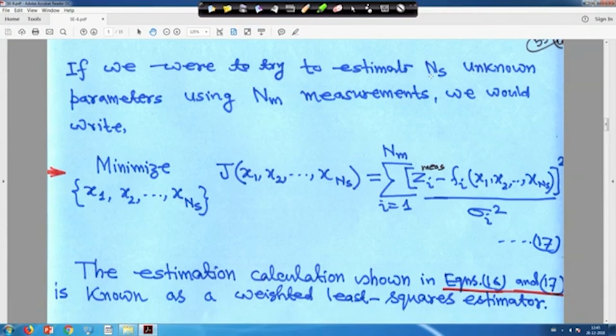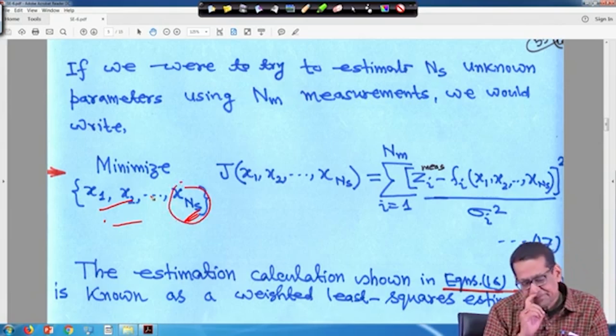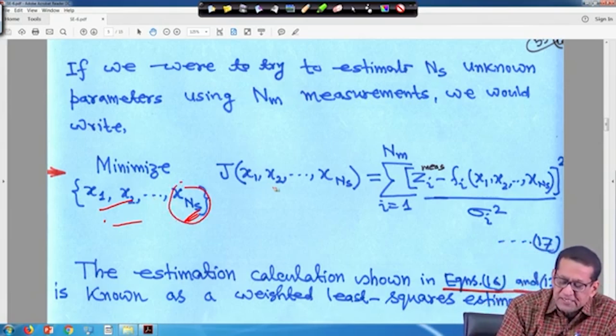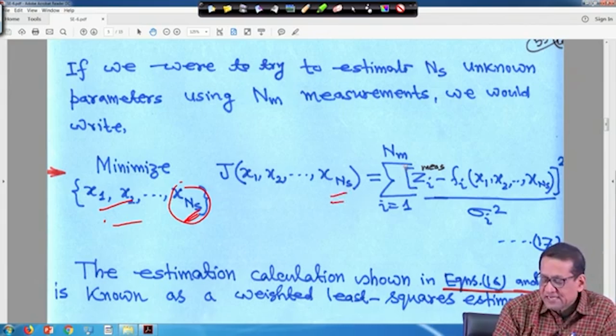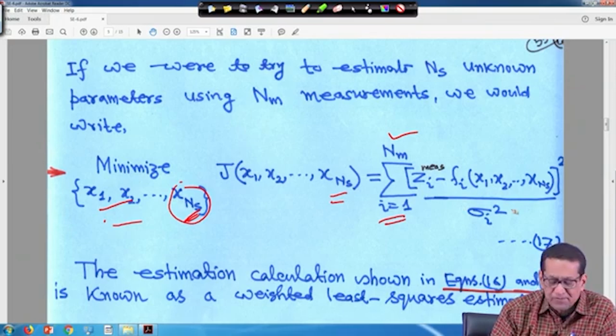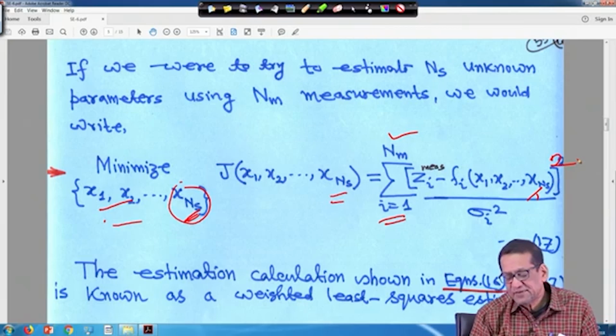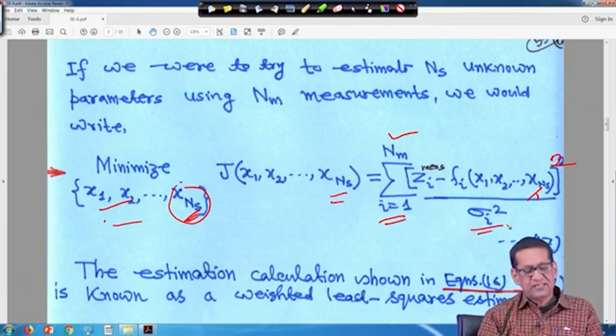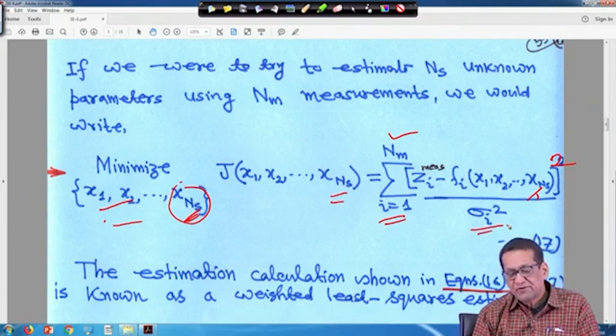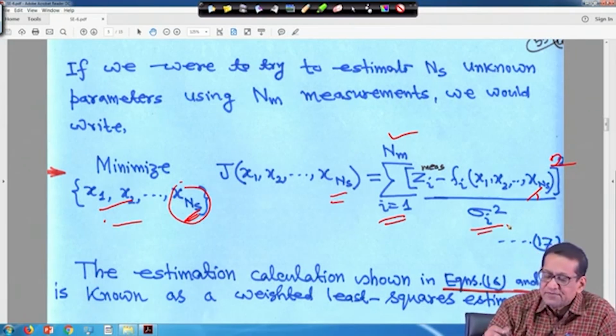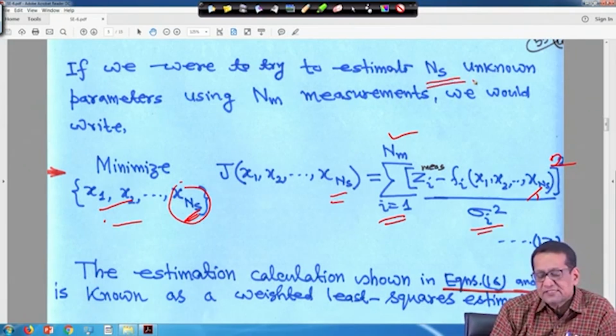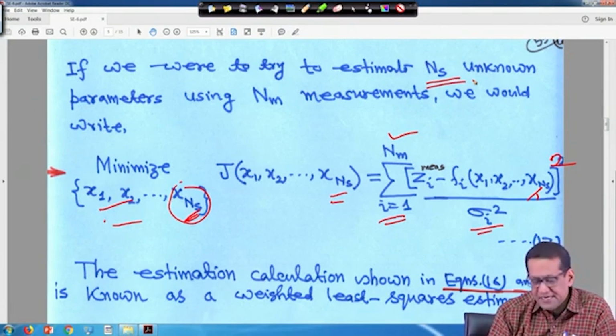We would write that you minimize J as a function of x1, x2 up to x_ns, that is, ns is the number of state variables. That is, J is a function of x1, x2 up to x_ns, and the sum over number of measurements, i equal to 1 to nm, of z_i measured minus f_i, also a function of x1, x2 up to x_ns, and this whole squared, divided by sigma_i squared. So, you have to minimize this function where f is a function of all the state variables, that is ns state variables, and you have nm measurements.